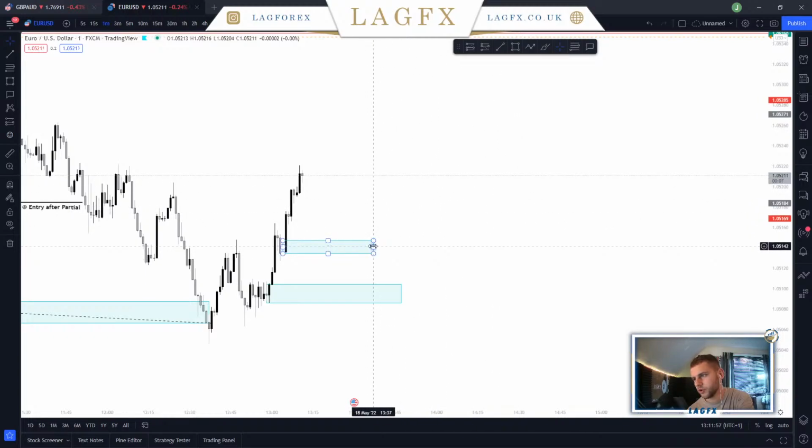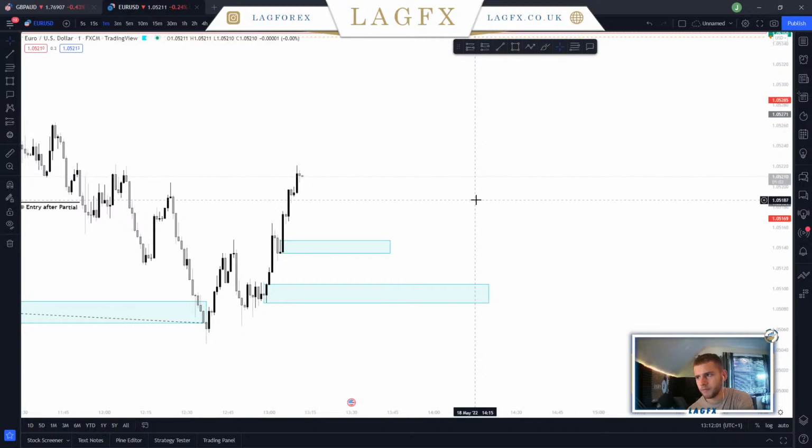So these are the two current demand zones we are looking at to potentially go long from, but we just obviously need to see price start to trade us back down, and some of the demand to get exhausted in the lower time frame.